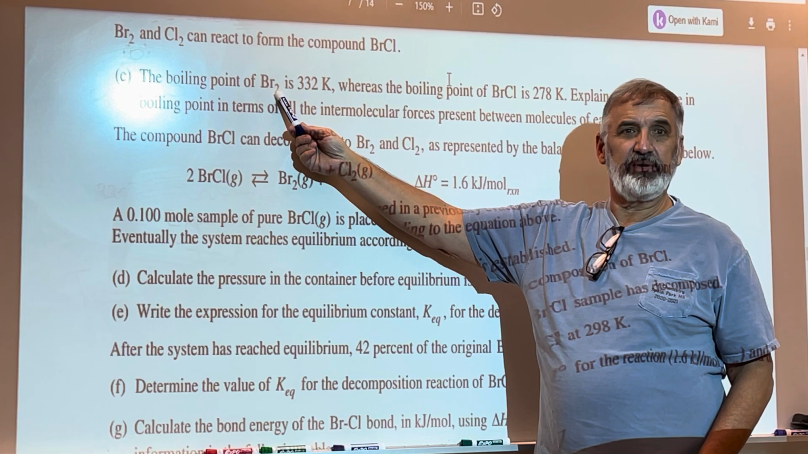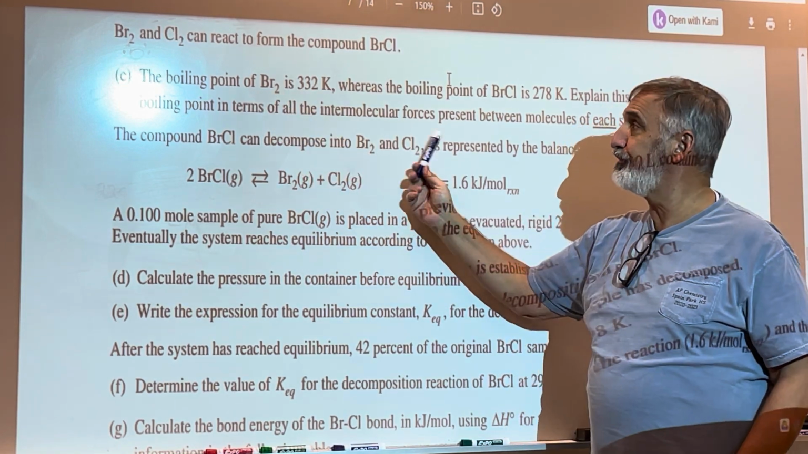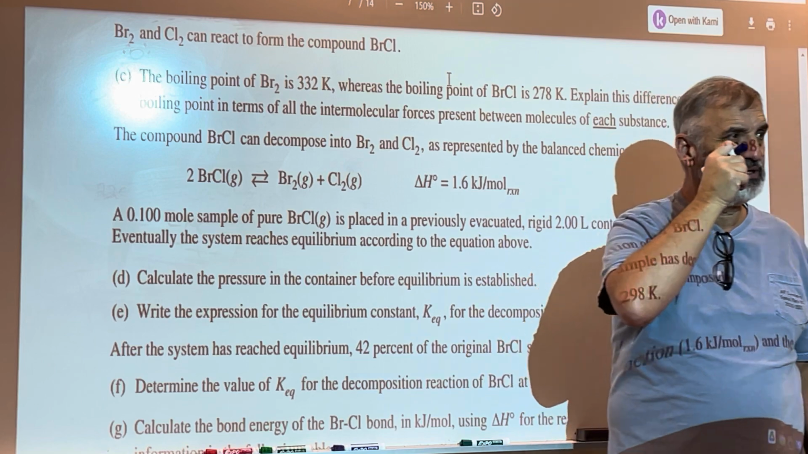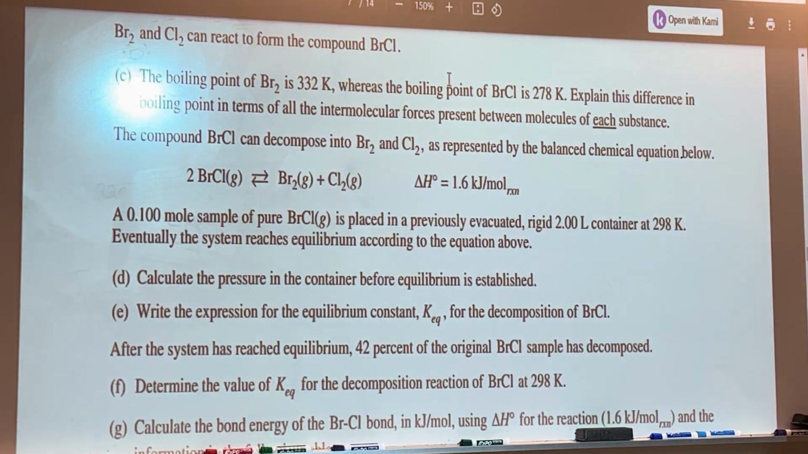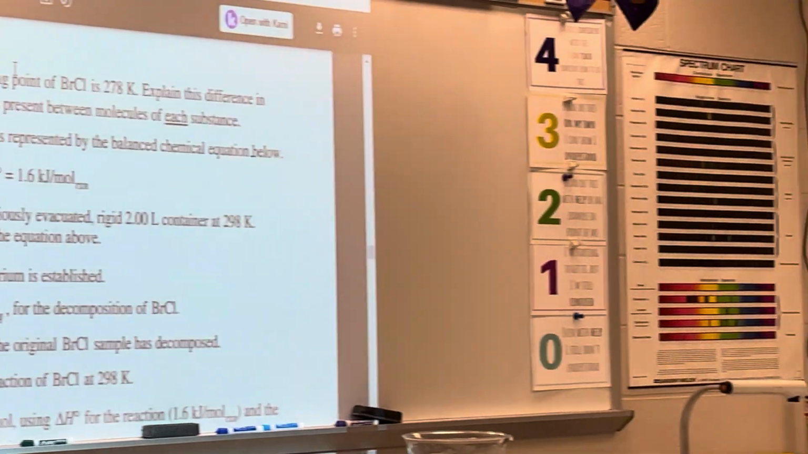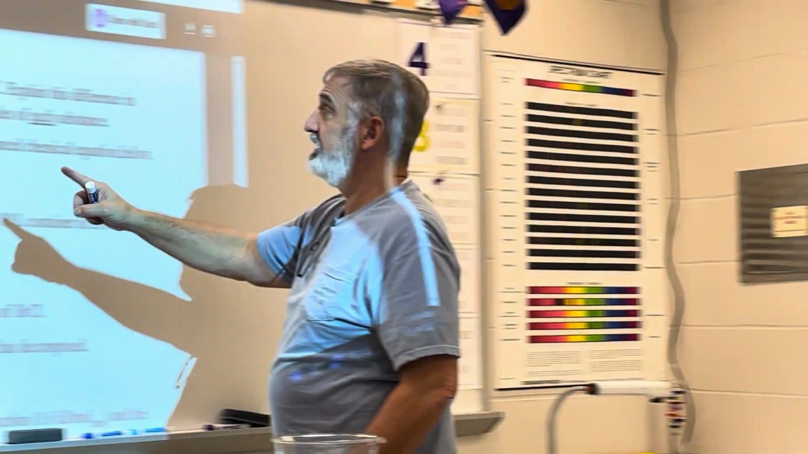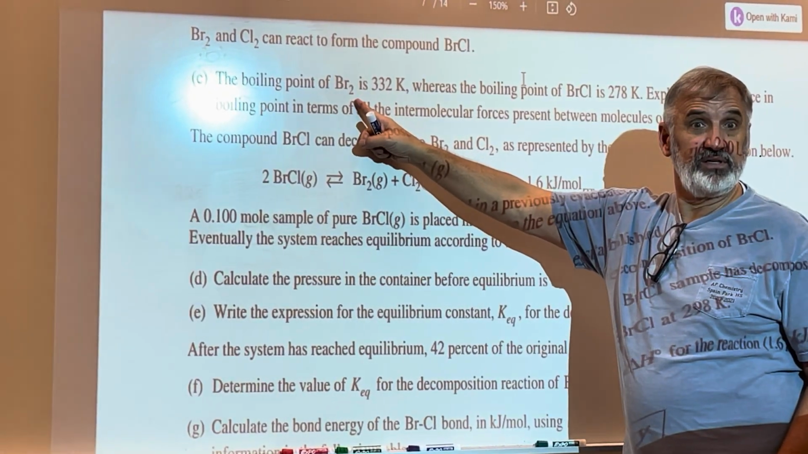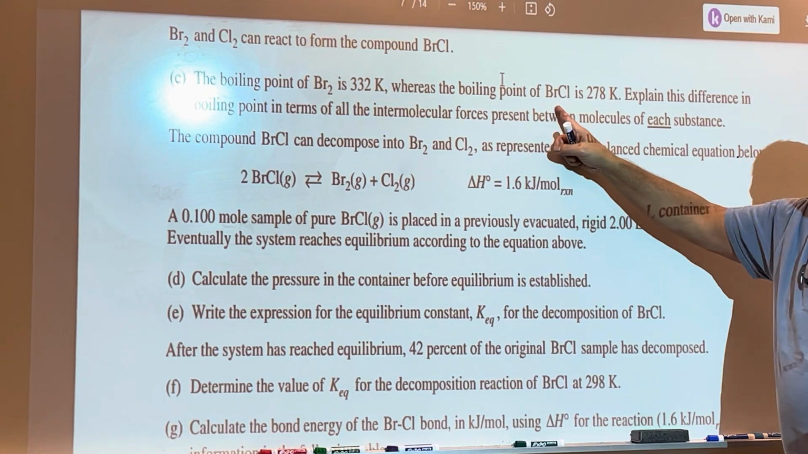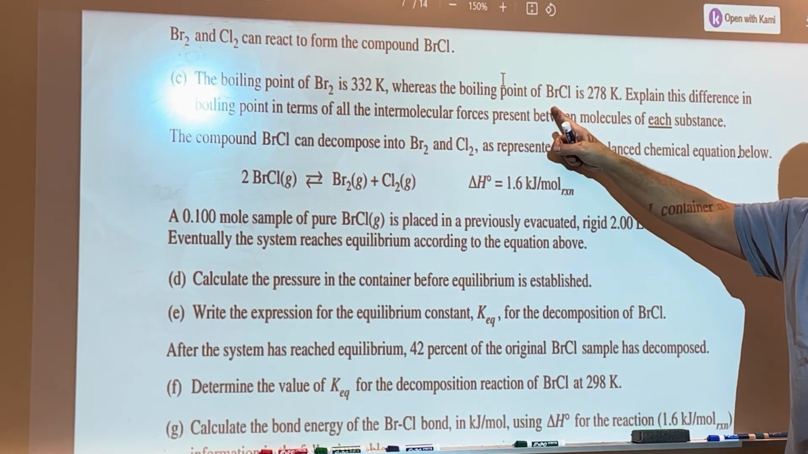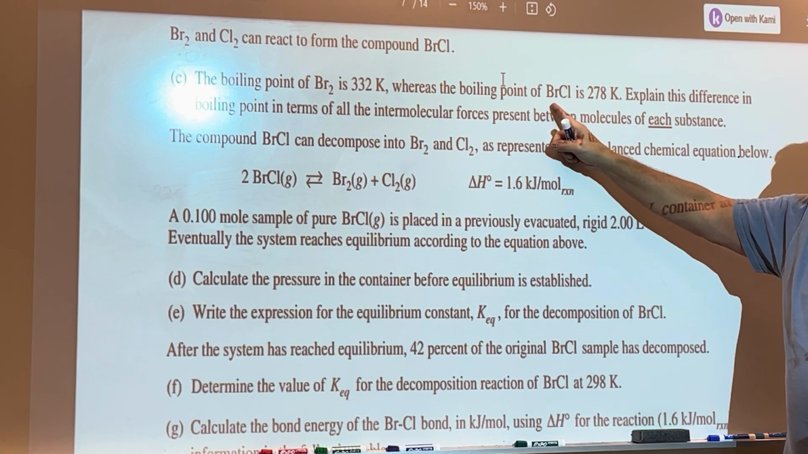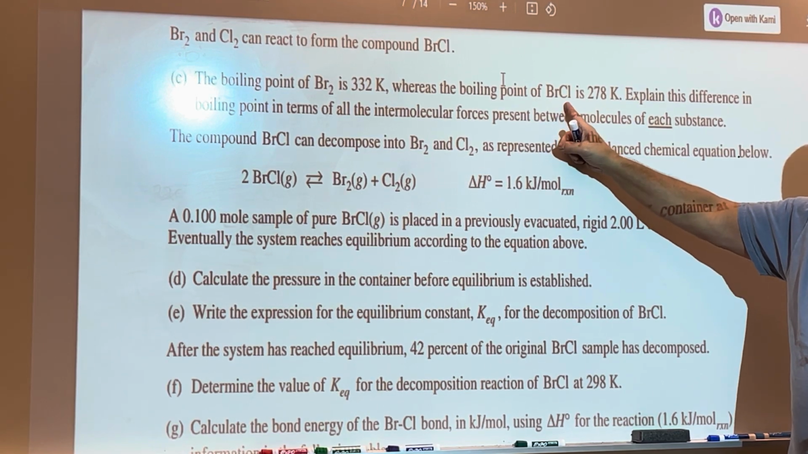Well, this is what type of substance? What's the intermolecular force between bromine molecules? London dispersion forces. Yes. Bromine is totally nonpolar. The difference in electronegativities is 0. So the only IMF are LDFs. Whereas this one, is it going to be totally nonpolar? No. So what type of intermolecular forces are going to be between the molecules here? LDFs and dipole-dipole.